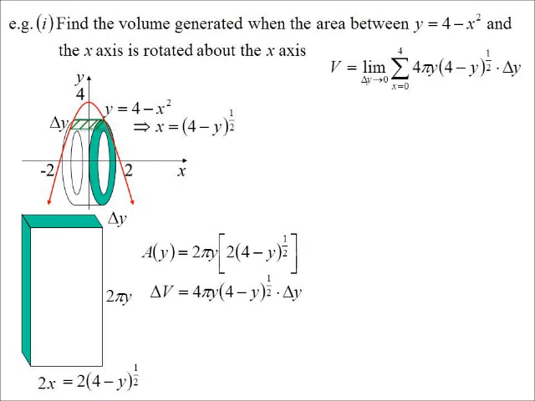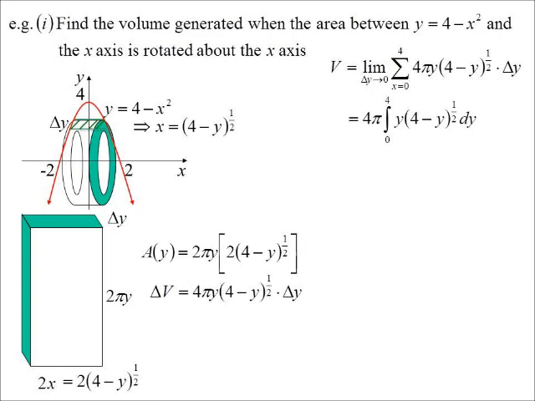And be careful here, you're not going from minus 2 to 2. Remember, we're slicing parallel now, so it's the y values we're using. We're going from 0 to 4. And there is no symmetry from 0 to 4, so don't go 2 times or anything like that.